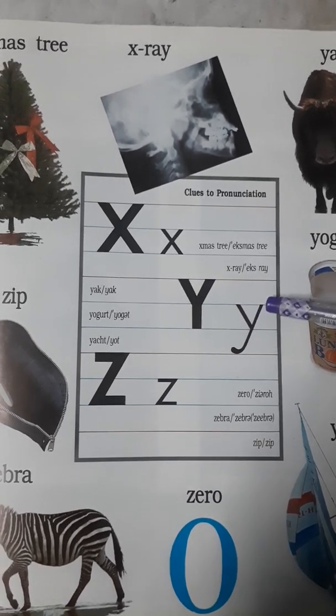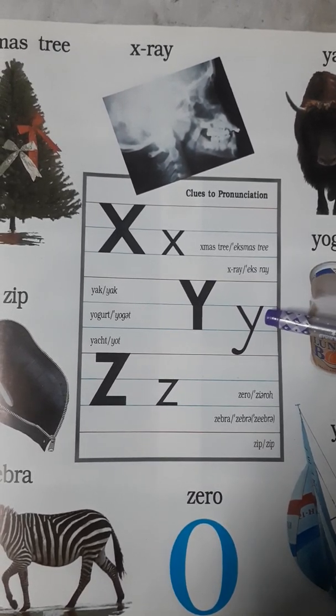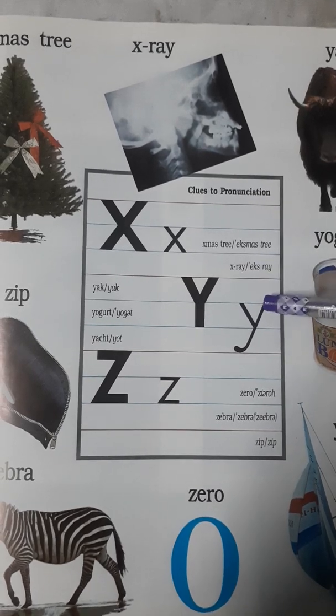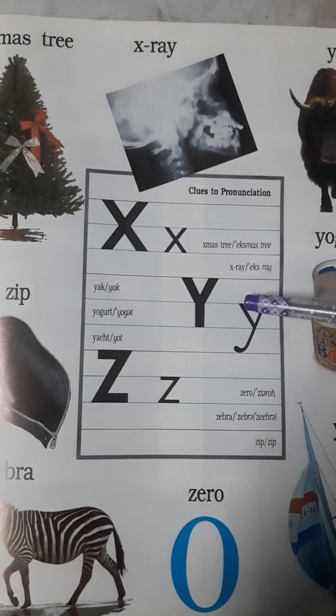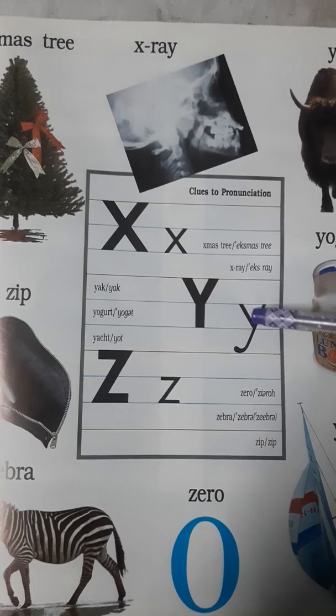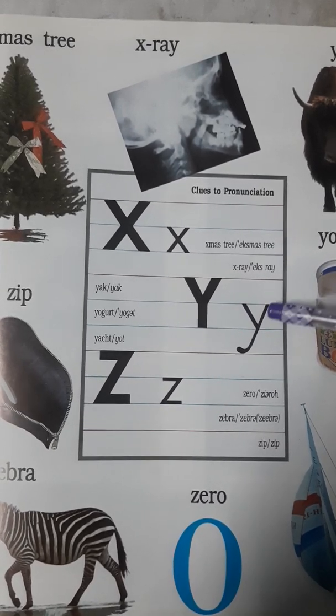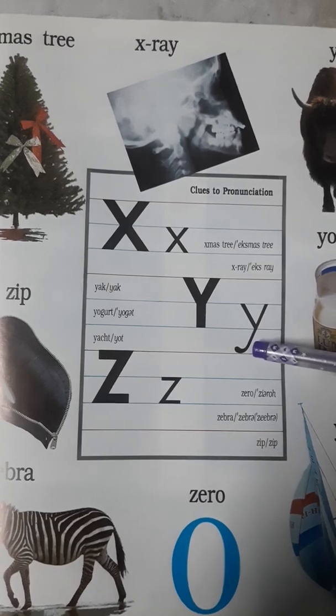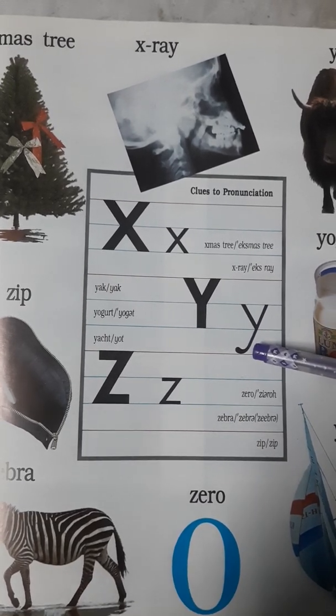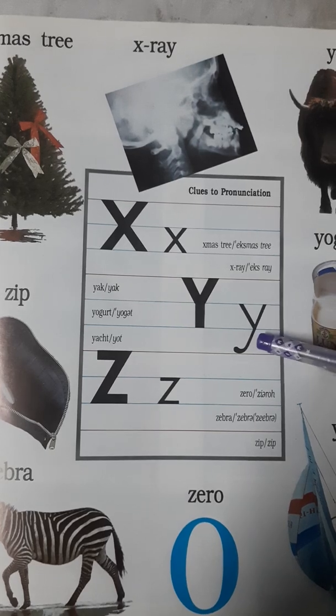Then writing small y. Let's learn how to write small y, children. In between the middle two blue lines, mark a slanting line towards your right side, and from the second line up till the fourth line, mark a slanting line towards your left side. It becomes our small y.